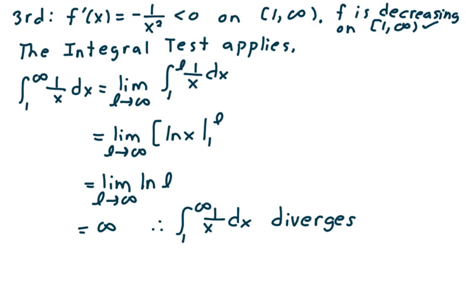Now, the integral from 1 to infinity of 1 over x dx is equal to the limit as L goes to infinity of the integral from 1 to L of 1 over x dx. But this is the limit as L goes to infinity of natural log of x evaluated from 1 to L. And so this is the limit as L goes to infinity of natural log of L, and this is equal to infinity. So what that tells me is that the integral from 1 to infinity of 1 over x dx diverges.